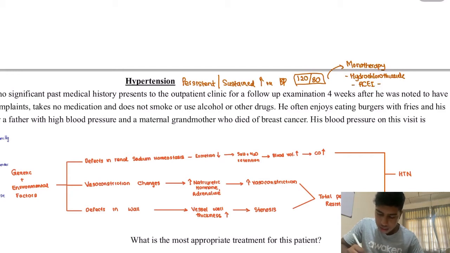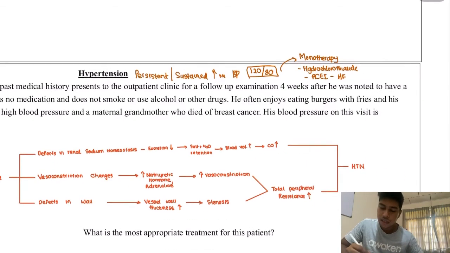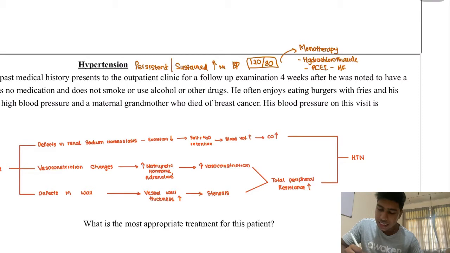Or an ACE inhibitor. It depends on the patient. You give an ACE inhibitor when there's also heart failure happening in this patient. If there's a risk of heart failure, you usually give an ACE inhibitor. You give a single drug.